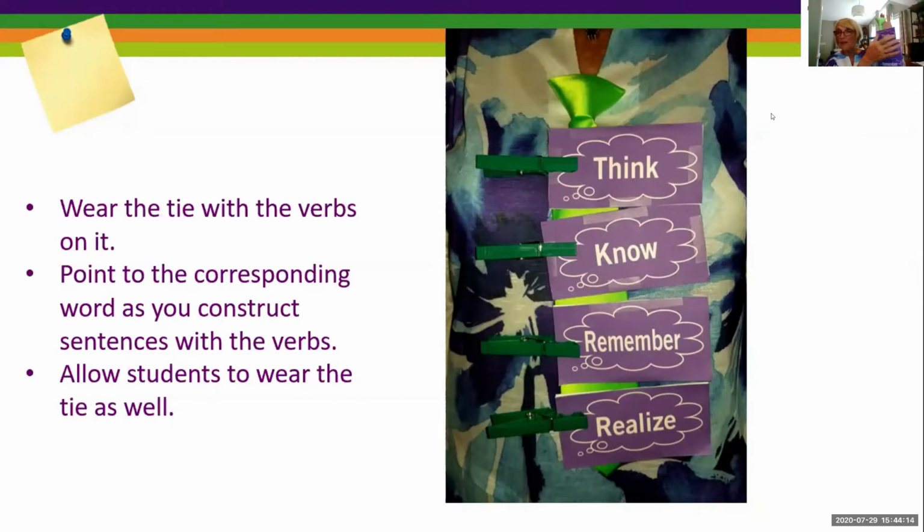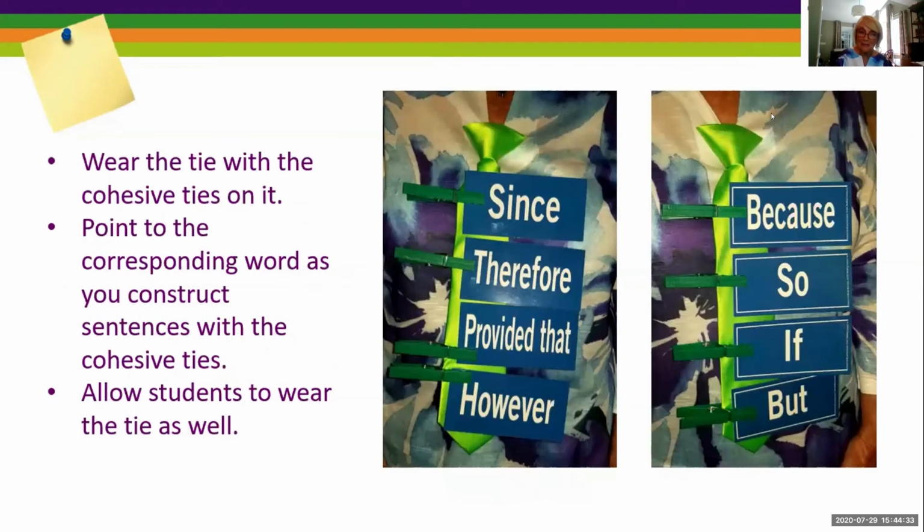So today I think, yesterday I thought. So I knew, so there's regular and irregular, remembered and realized have the ED. So regular and irregular past tense. So it's important to know that, wear the tie with the verbs and talk about constructing sentences.